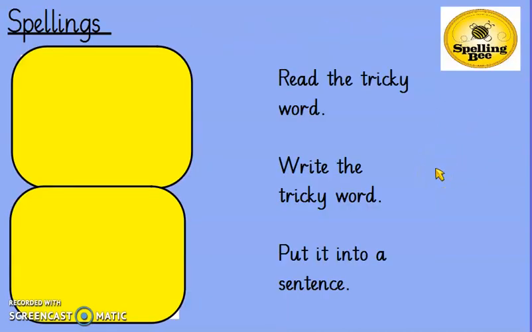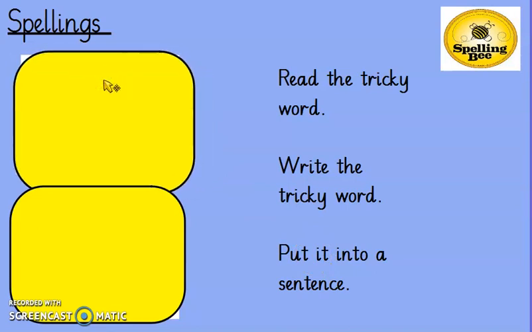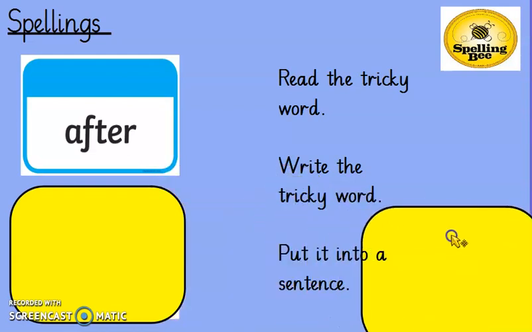Okay, so you're going to read the tricky word, write the tricky word, and then put it into a sentence for me. So if you have space underneath your learning objective, then you can write the word. Okay, my word is, so my turn and then your turn. So my turn first, after. Your turn, after. Okay, I want you to write the tricky word, making sure you're copying accurately, and then put it into a sentence.